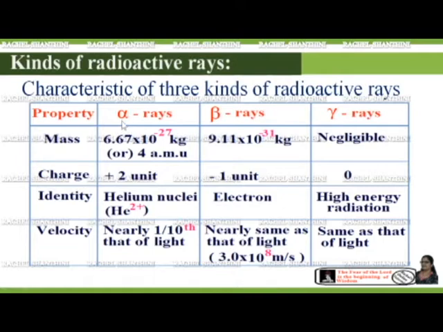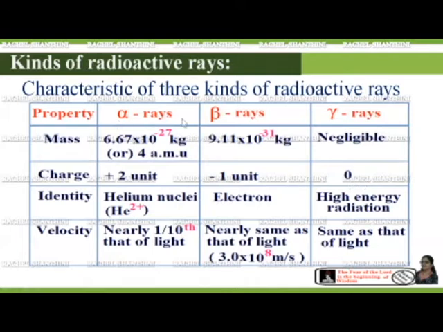Rutherford found that alpha particles consist of high energy particles carrying 2 units of positive charge and 4 units of atomic mass. Rutherford concluded that alpha particles are helium nuclei, and when alpha particles combine with 2 electrons, they yield helium gas. Beta rays are negatively charged particles similar to electrons. Gamma rays are high energy radiations like X-rays. They are neutral in nature and do not consist of particles.